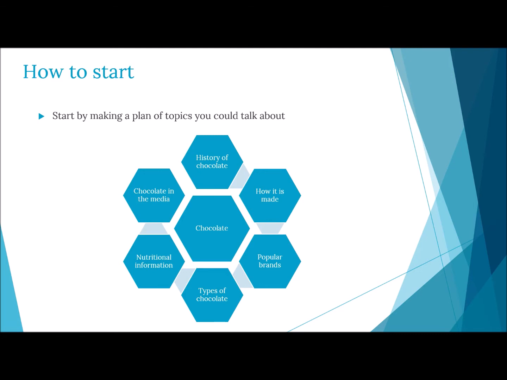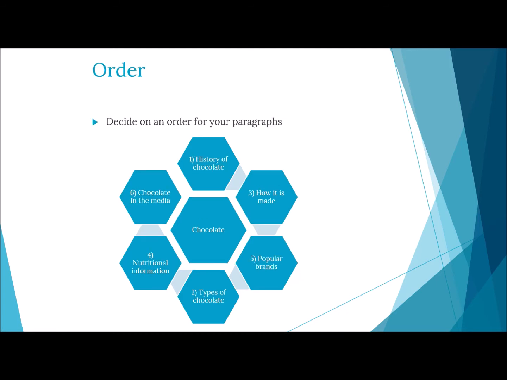So my topic is chocolate, and I'm planning the different mini topics or things to do with chocolate I could talk about. So we've got popular brands, nutritional information, types, the media, history, how it's made. Those are my 6 things. I mentioned 4 to 6 earlier. Next, I want to decide on the order I'm going to talk about these in, and this might change afterwards.